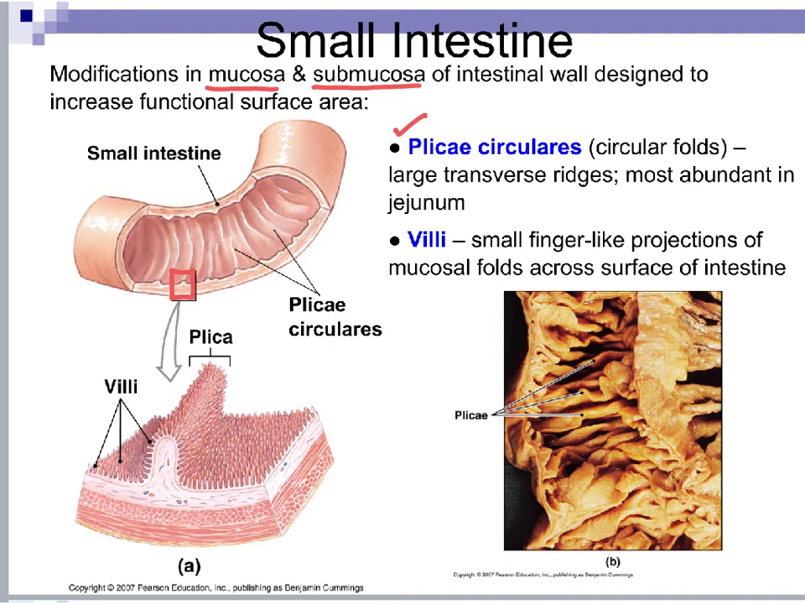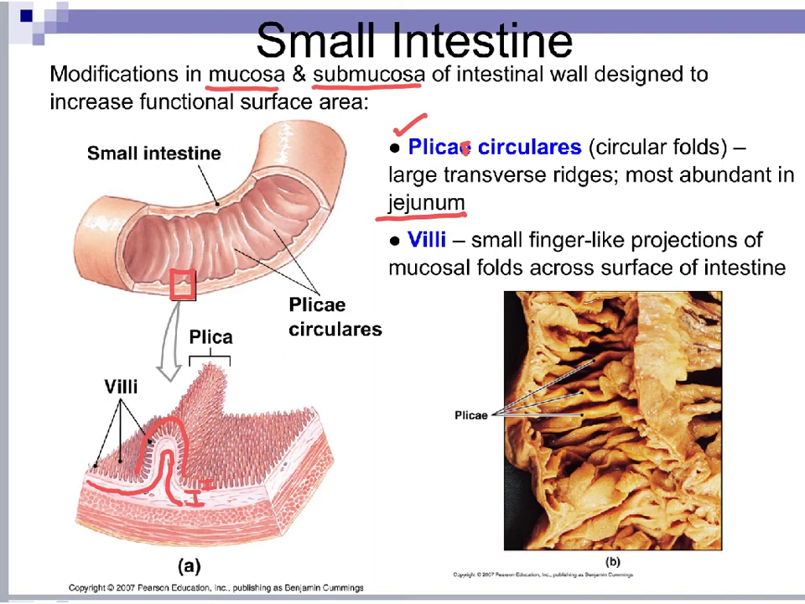One of those modifications is what we call plicae circularis. So this little speed bump, so to speak, that you see right here, that is one plica. Plica is singular. Plicae circularis is plural. So these are folds. Let's look at the layers here. Right here would be the mucosa, but right here is the submucosa. And you see how the submucosa is thrown into this fold right here? And that, in effect, throws the epithelium into a fold. So those plicae circularis are going to increase the surface area for absorption, and they're most abundant in the jejunum.